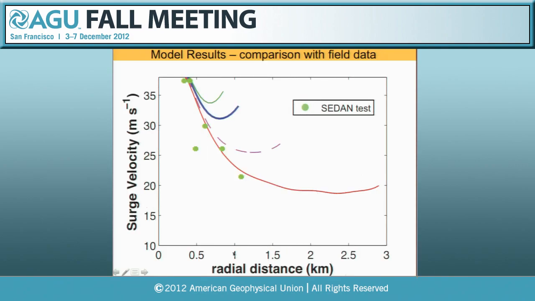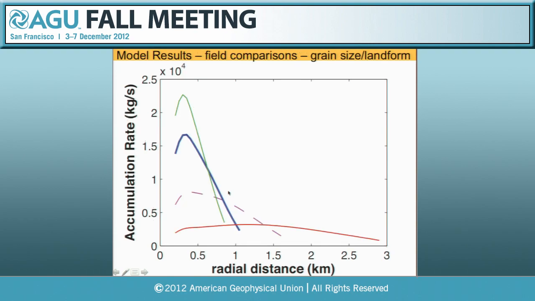And then here's just a little bit of benchmarking that I've done, and this is the velocity versus radial distance for the Sedan nuclear weapons test. And the data match reasonably well for those density currents. But the point is I've made some comparisons to other data in the literature for volcanological settings, but there isn't a lot of data. So I'll leave it at that and say that it's pretty hard to benchmark some of these models.